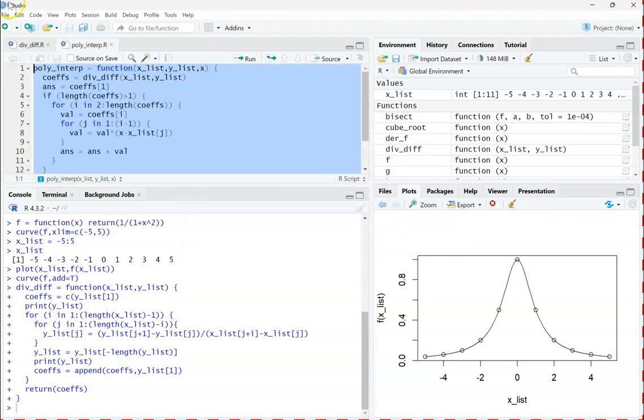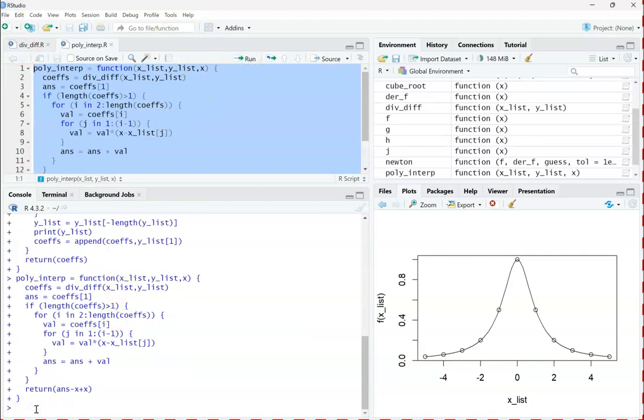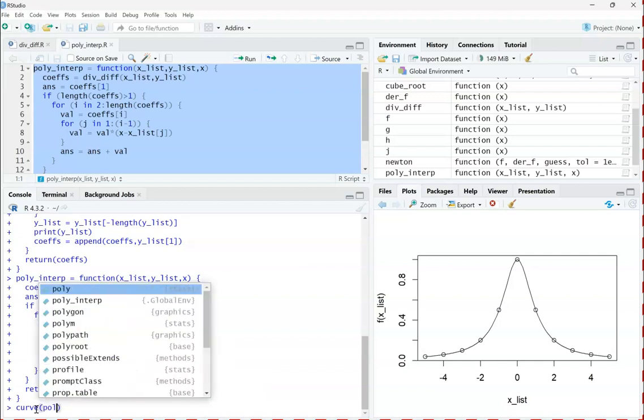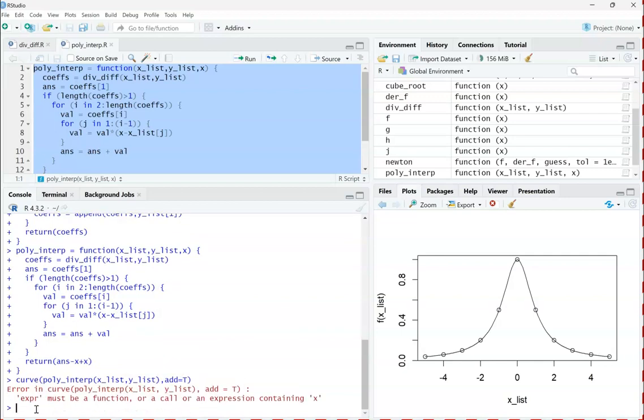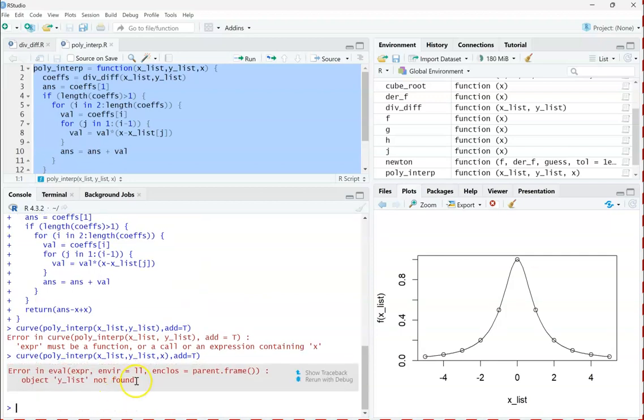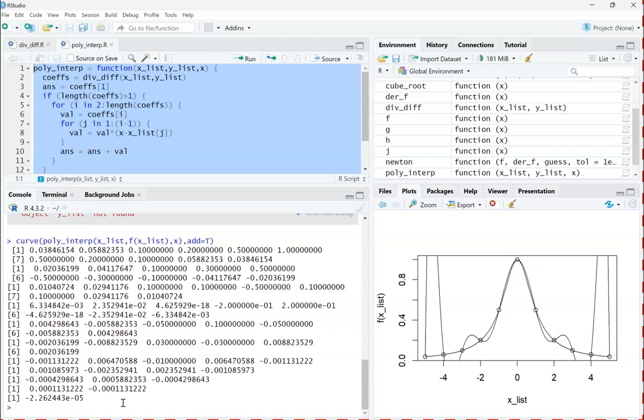Let's do my polynomial interpolation. And if I do the curve and the polynomial, I forgot to put the x in there. Oh, I know why. I didn't name anything y list. I put f of x list. There we go. We got that wild polynomial, right? It was okay here in the middle, but trying to fit one single polynomial to those points, it went crazy towards the ends, right? Okay.